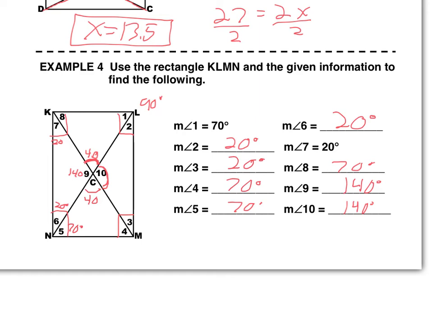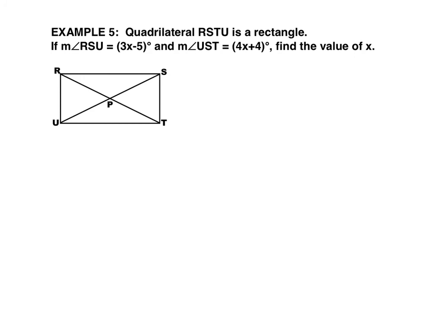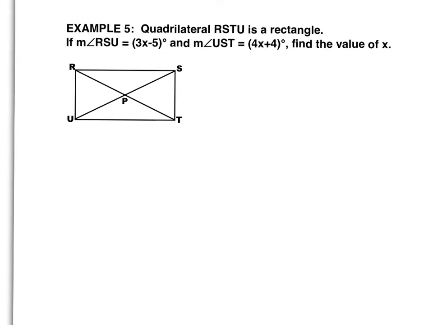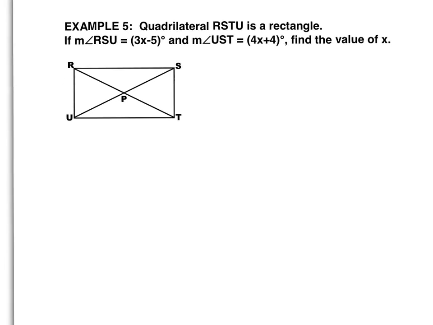Okay? All right, so let's go to the last page of these notes. Okay, I think there's only one example here. Yeah, let's just do this one example real quick. All right. It says quadrilateral RSTU is a rectangle. Okay, that's good to know. It is a rectangle. They tell us that angle RSU, that's this guy right here, right? RSU is 3x minus 5.